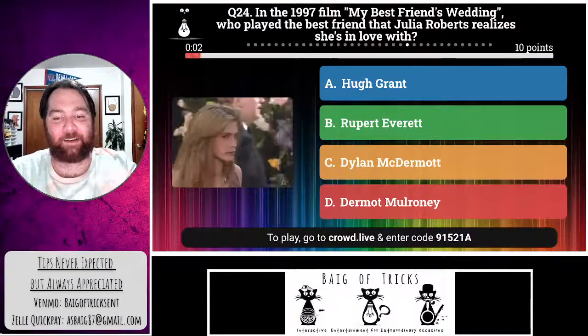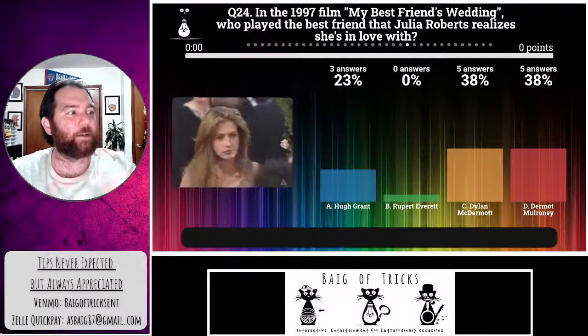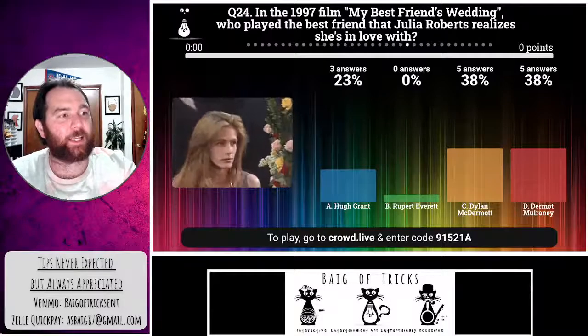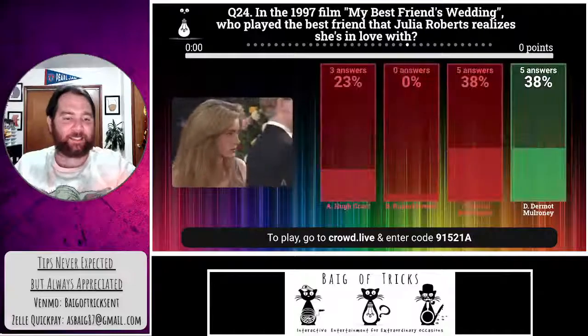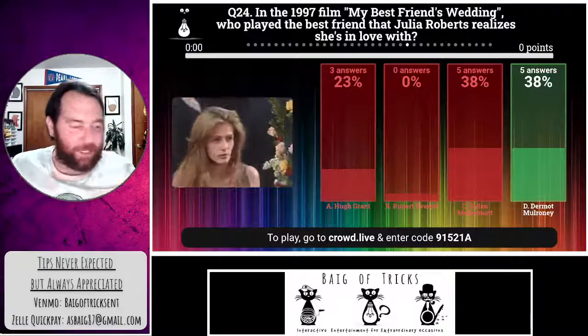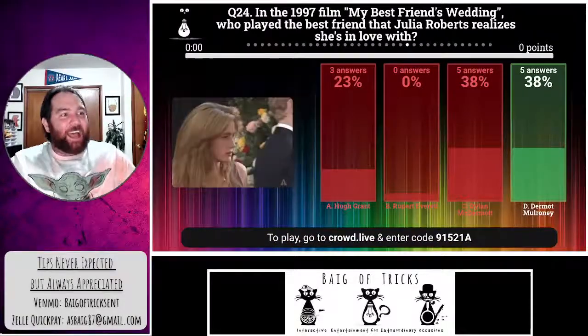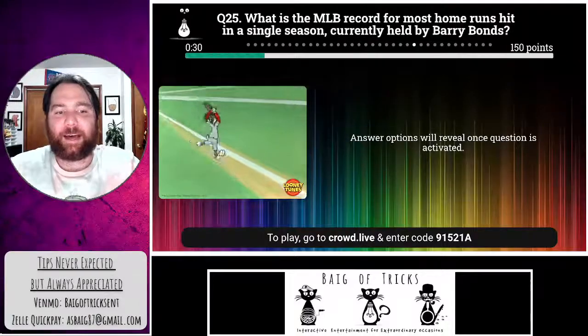All right, everybody's in. We went 3 ways. Everybody knows it's not Rupert Everett. 3 people said Hugh Grant. 5 people said the name that I get mixed up with Dermot Mulroney all the time, but the correct answer is Dermot Mulroney. What a name. Good job. 5 people got that right. What a hunk. Question 25.